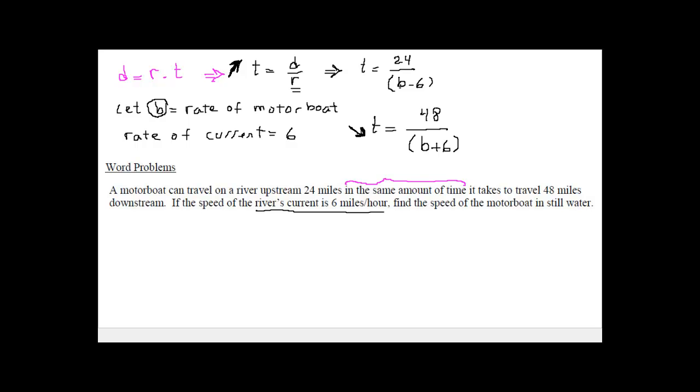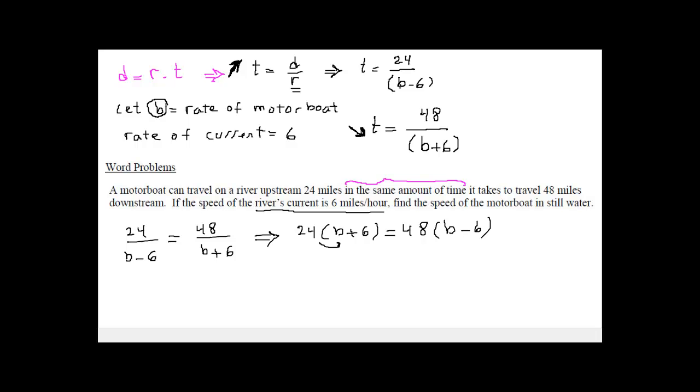So we can write that 24 over B minus 6 must be equal to 48 over B plus 6. So it's like a proportion here. To solve a proportion, we can cross multiply: 24 times B plus 6 must be equal to 48 times B minus 6. This is how I can solve for B.